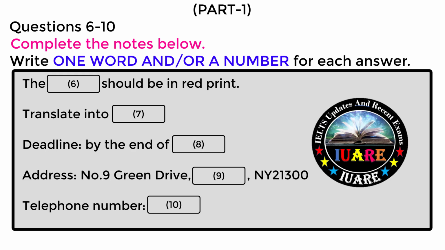The address is number 9 Green Drive, Clifton, NY 21300. How do you spell Clifton? CLIFFTON, Clifton. And the telephone number? It's 9030366602. Also, if you have any further questions, you can reach me through this number.